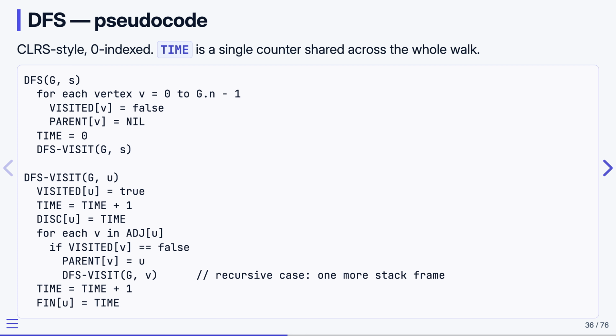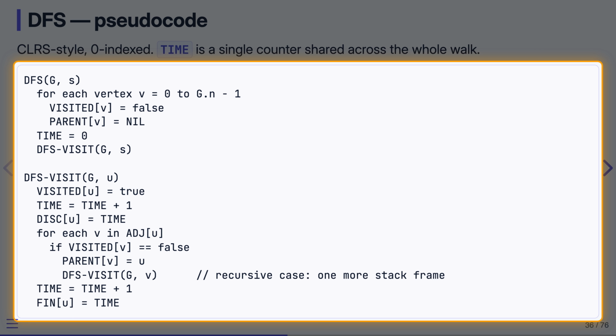Now the DFS pseudocode, again in the CLRS style and zero-indexed. Time is a single counter shared across the whole walk. The first procedure sets things up. For each vertex v, we mark visited at v as false and parent at v as null. Then we set time to 0 and call DFS visit on the source.